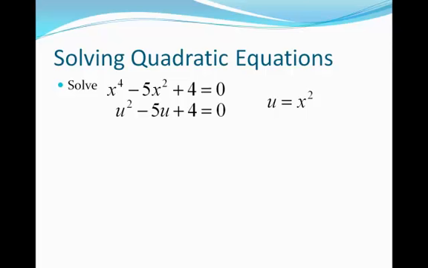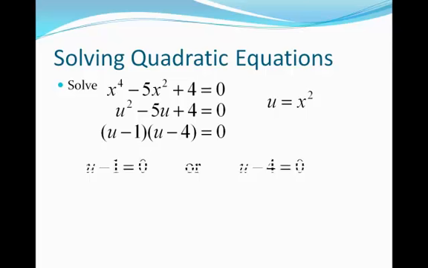Now, when you're looking at this, u squared minus 5u plus 4 equals 0, that is definitely quadratic in terms of u. So you can use one of your 4 techniques in order to solve this. I went ahead and factored it since it seemed to be the fastest. That gave me 2 values of u: u is equal to 1 or u is equal to 4. Now that's not quite where we stop with our answer.